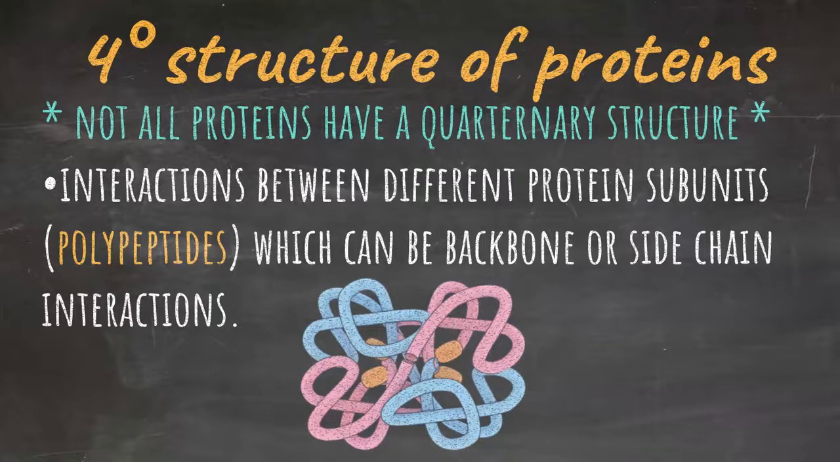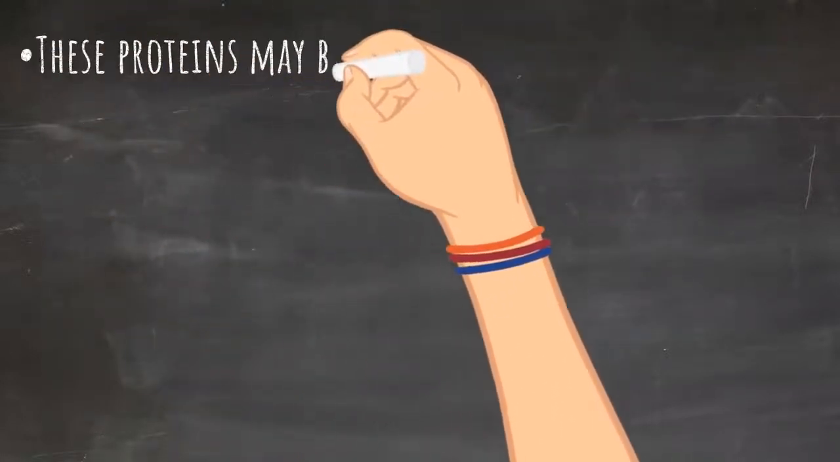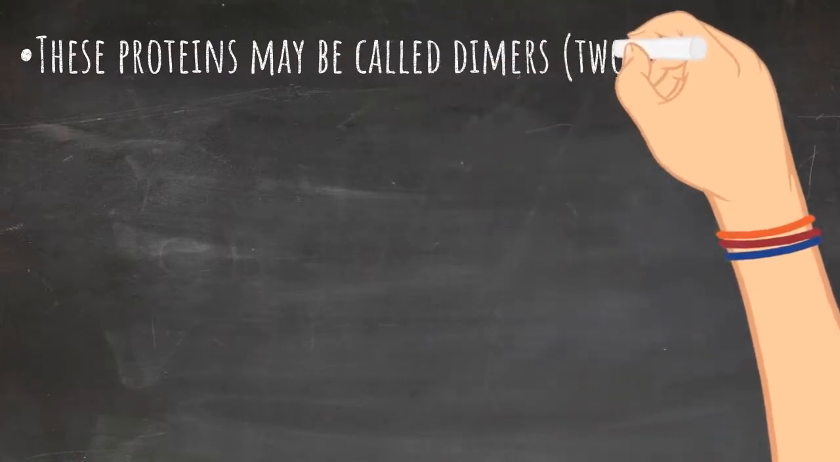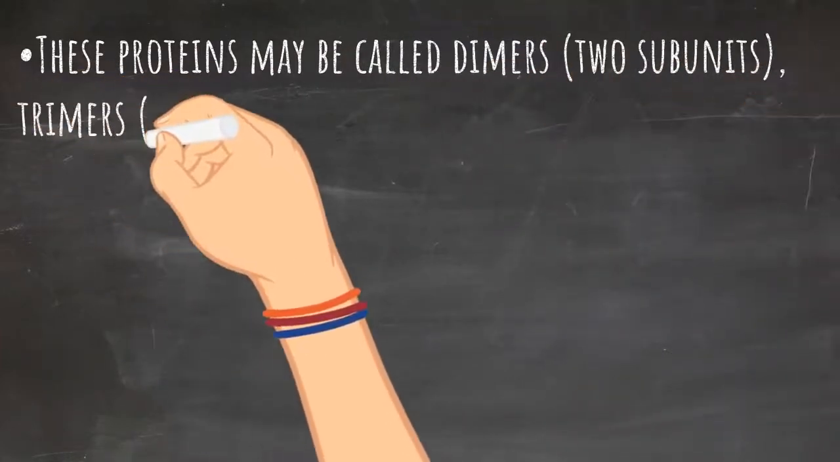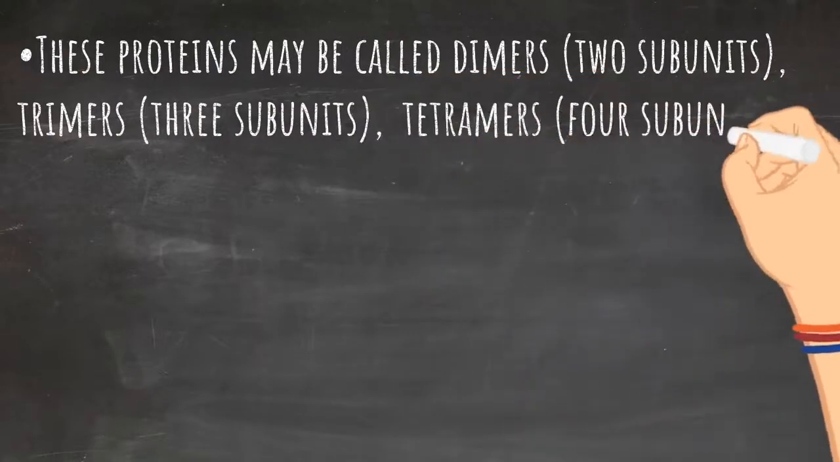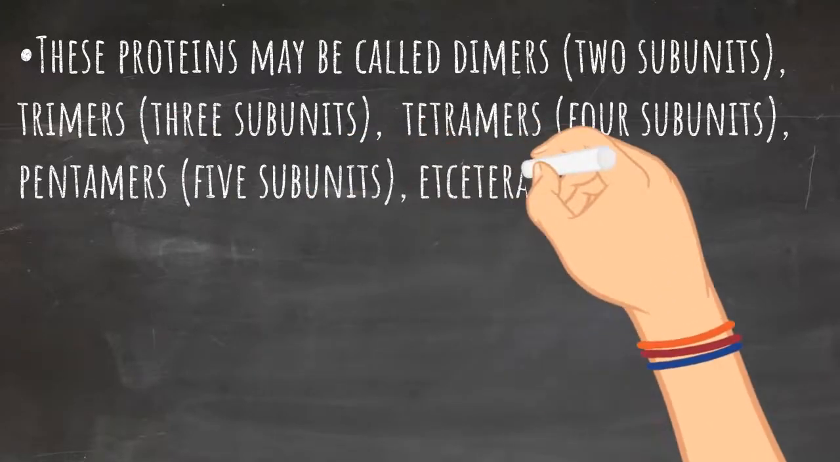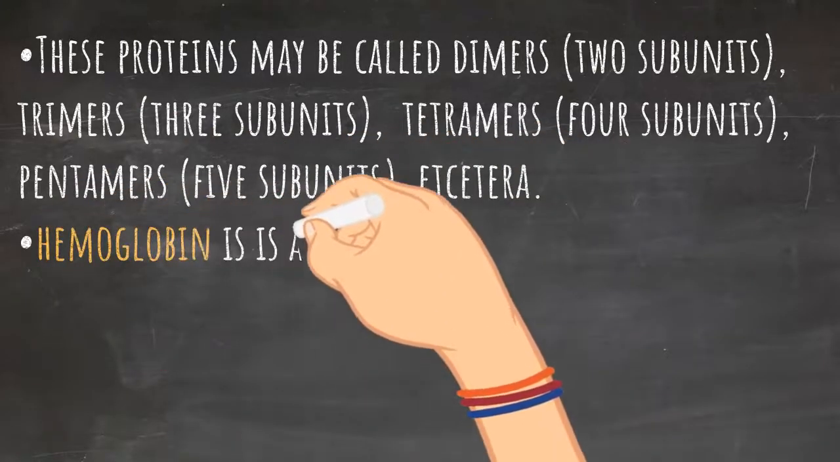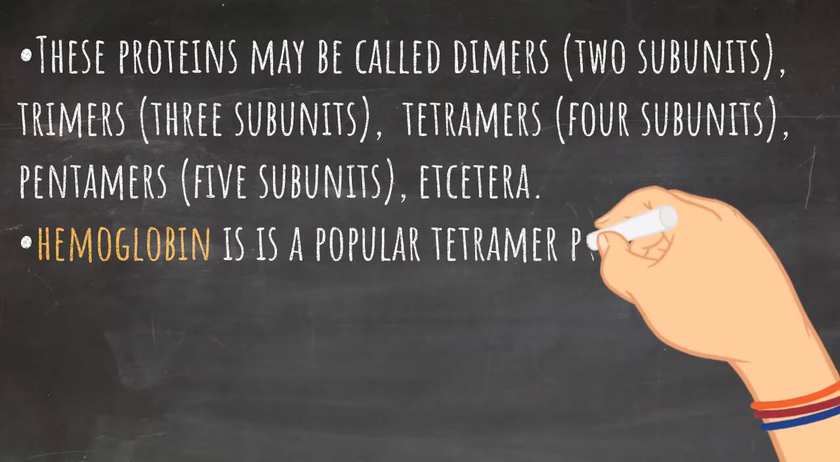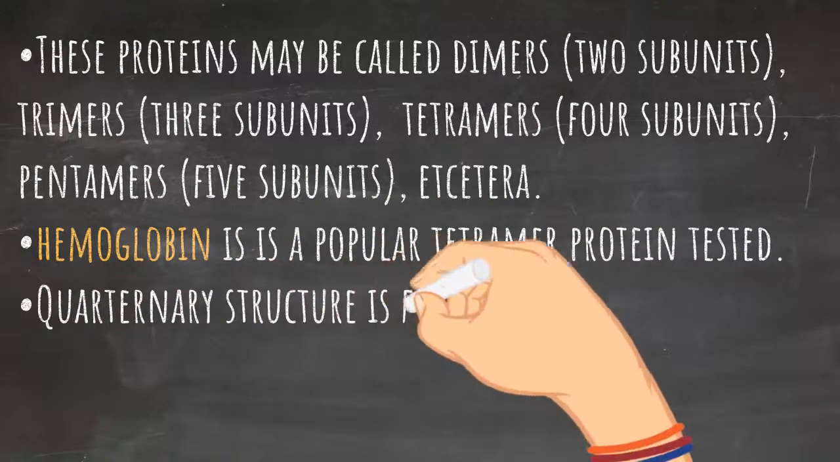So proteins with a quaternary structure can be known as dimers when there are two polypeptides linked together, trimers when there are three subunits linked together, tetramers when there are four subunits linked together, pentamers for five, etc. Hemoglobin is a popular tetramer protein that is going to be tested on the MCAT, which we'll be talking about in later videos. The quaternary structure is formed after the protein has been translated from mRNA.